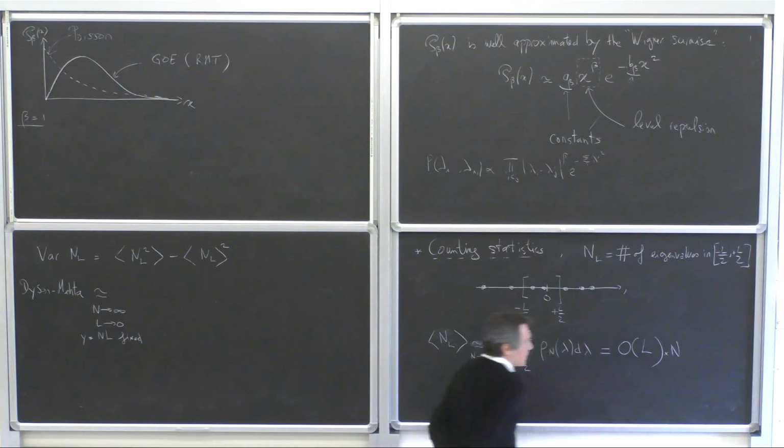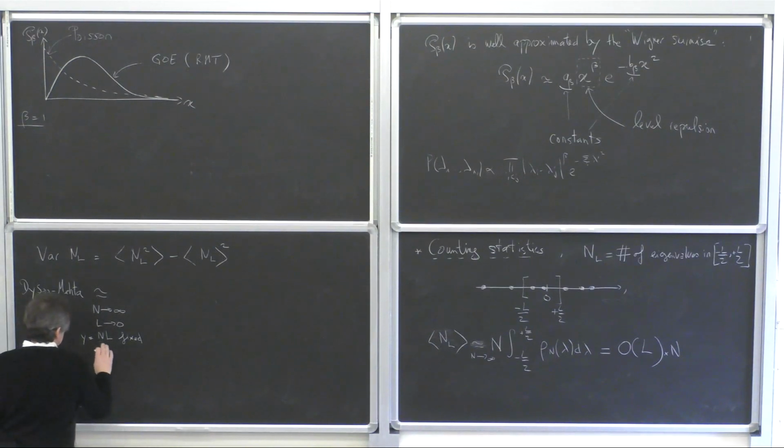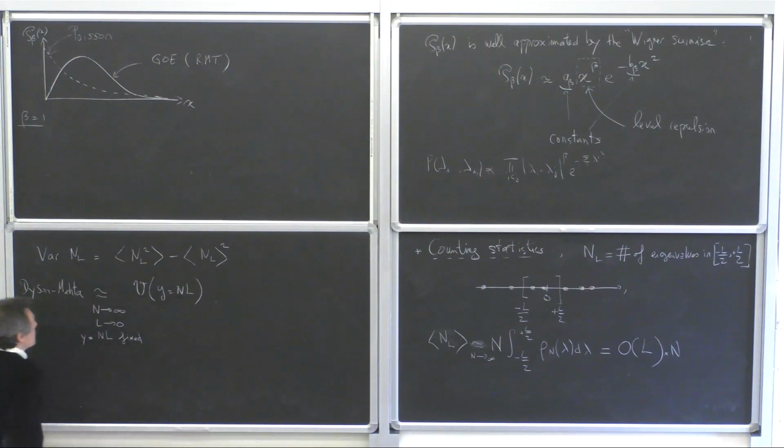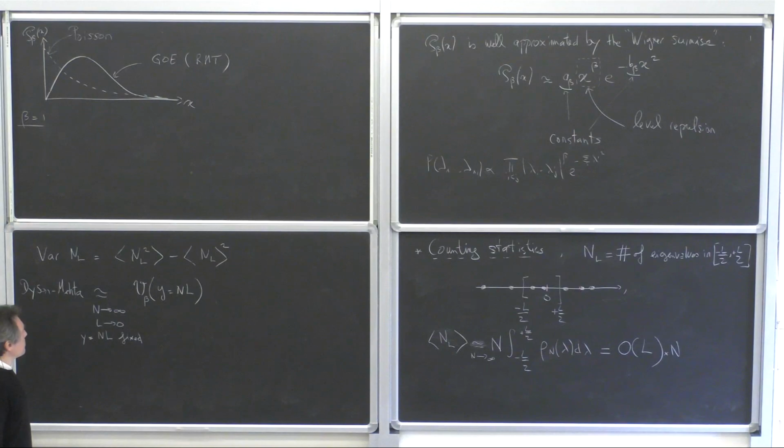If I look at this limit here, what you can show is that the variance is actually given by some function of N L. Let me call it V. This is a function that you can compute at least for some values of beta. Beta equals 2 is relatively simple. Beta equals 1 gets more complicated.